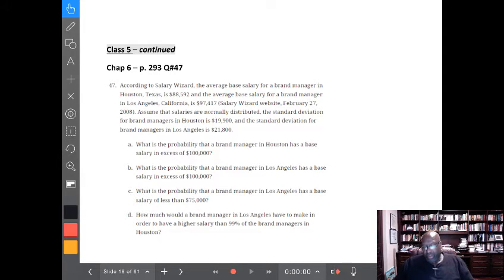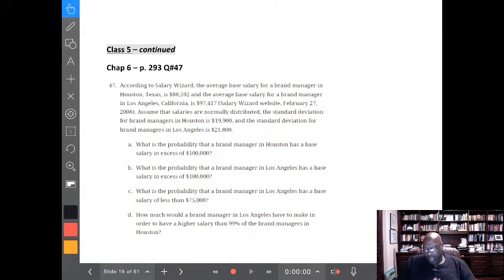This question number 6 says, according to Salary Wizard, the average base salary for a brand manager in Houston, Texas is $88,592. And the average base salary for a brand manager in Los Angeles is $97,417. Assume the salaries are normally distributed and the standard deviation for brand managers in Houston is 19,900 and the standard deviation for brand managers in Los Angeles is 21,800. Then what is the probability that a brand manager in Houston has a base salary in excess of $100,000? Then we have the same case for Los Angeles, and then we could compare the probabilities and so on.